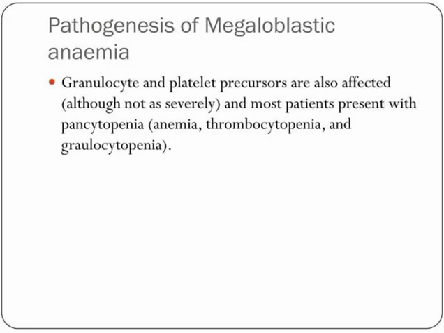Next, the granulocyte and the platelet precursors are also affected, so that the patients may undergo pancytopenia. That is, there will be thrombocytopenia, granulocytopenia, and anemia. Three blood cell precursors will be affected, so that there will be a deficiency in the three blood cells. So it may result in pancytopenia. So this is the pathogenesis of megaloblastic anemia.